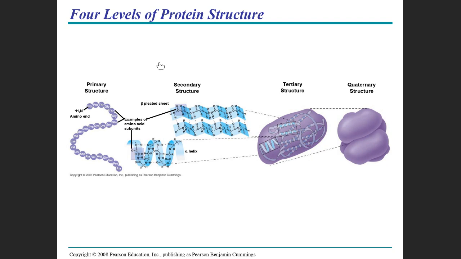So the primary level is just the sequence of amino acids. There are 2 secondary structures, the alpha helices and beta sheets. When everything folds on itself, we call that the tertiary structure. Many proteins are finished at that point, but some other proteins require more than one subunit to associate together, and that forms the final functional protein, and that's the quaternary level of protein structure.